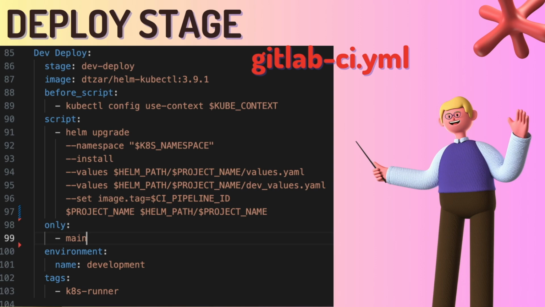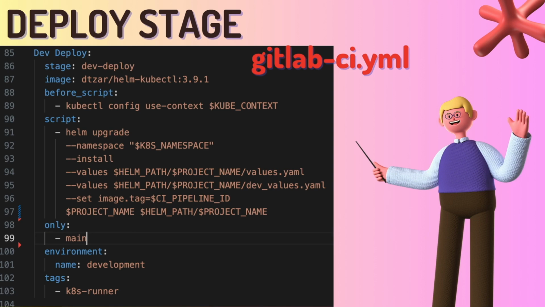In this section, we define the dev deploy job, which is part of the dev deploy stage in our CI/CD pipeline. This job uses the Docker image helm-kubectl:3.9.1, which includes both Helm and kubectl tools for managing Kubernetes applications. Before executing the main script, we have a before_script that sets the Kubernetes context by using the command kubectl config use-context and agent_context. This ensures that the deployment occurs in the correct Kubernetes cluster and context.